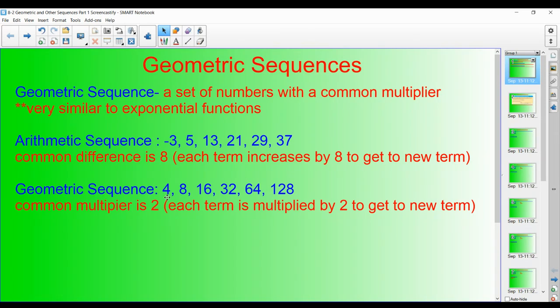And we can multiply by a whole number or a fraction. In this case, the geometric sequence 4, 8, 16, 32, 64, 128. The multiplier is 2. And sometimes I'm going to see the multiplier right away, and sometimes I'm going to have to calculate it.